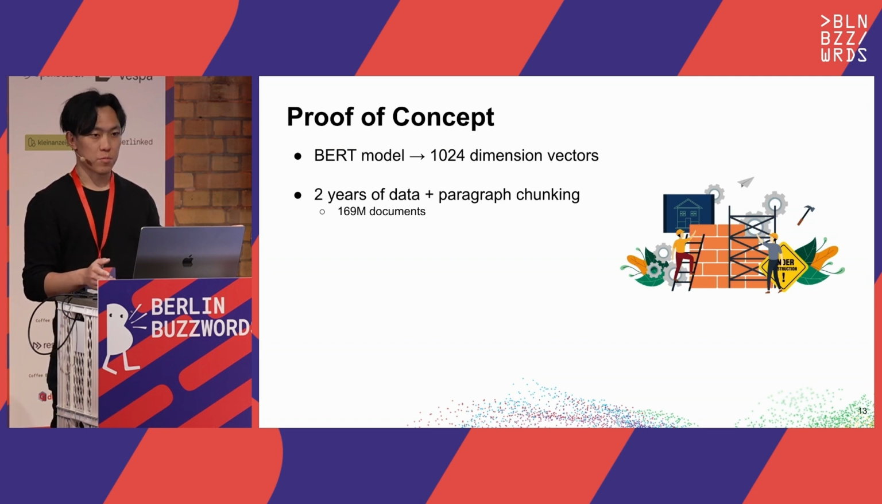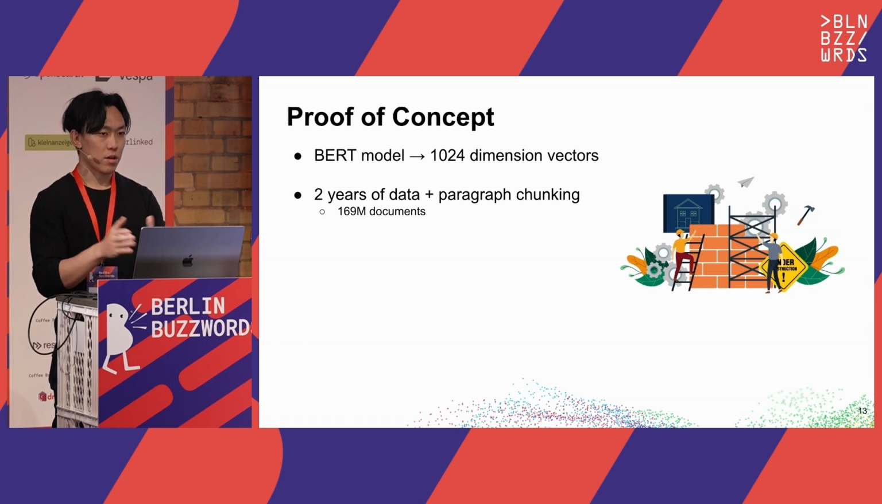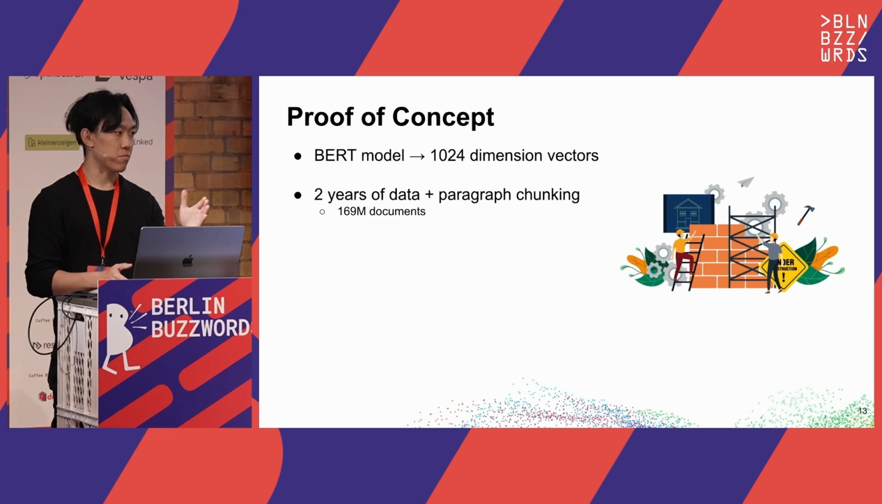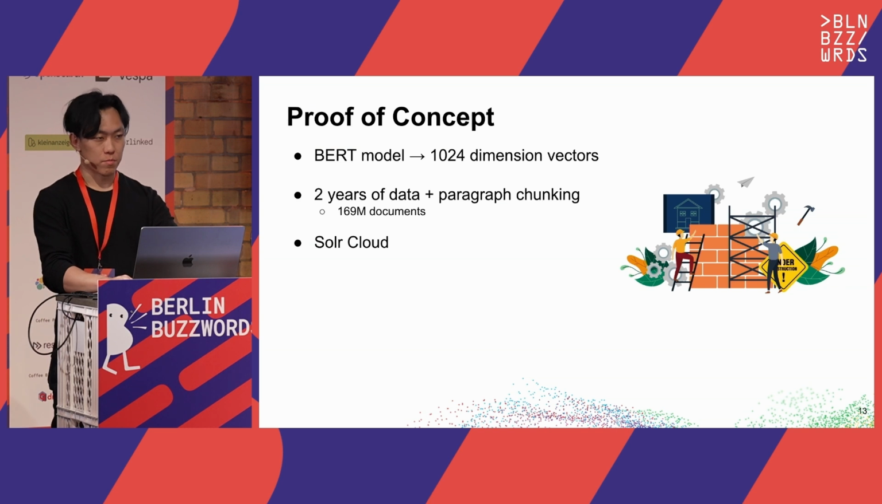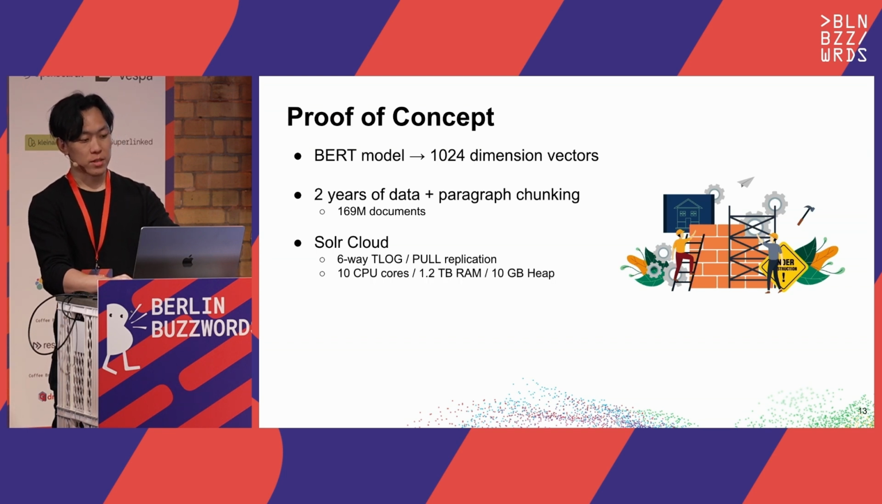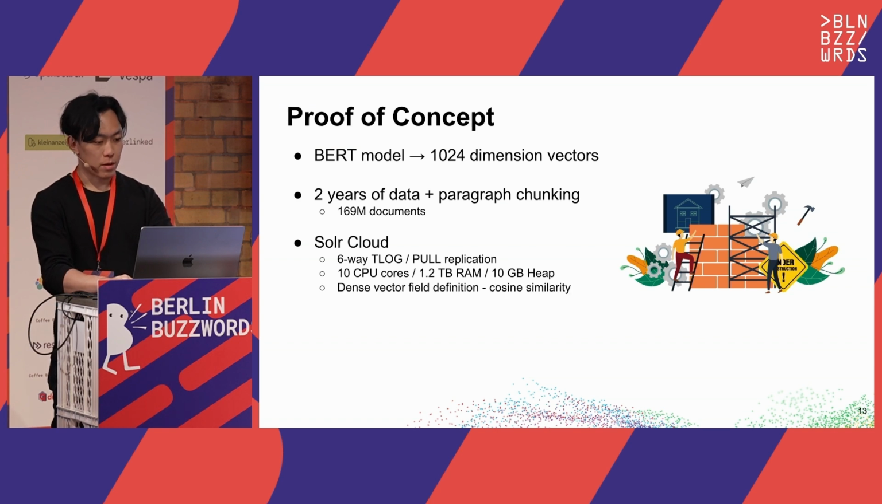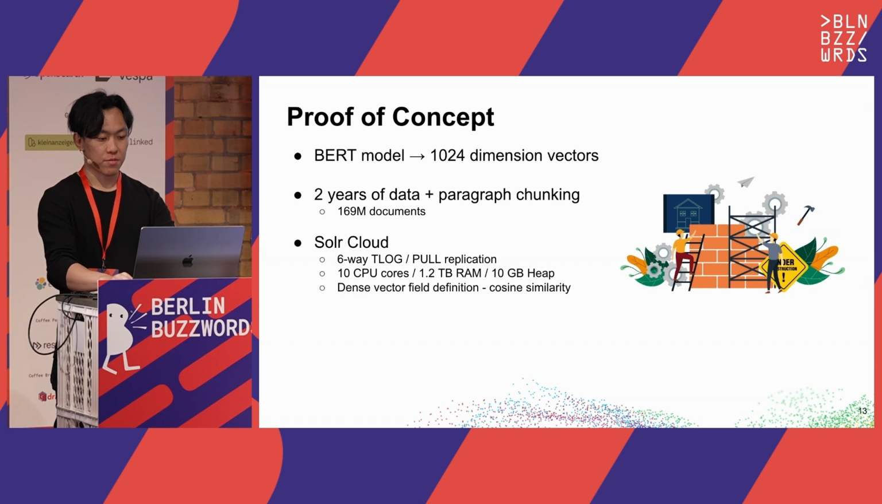This is quite an interesting number because if you go online, there are lots of benchmarks for various vector solutions. However, a lot of them tend to focus on data sets in the range of 1 million to 10 million documents. So this is in a little bit of a different scale. So we provision them with a Solr cloud, and we set them up with some pretty standard setup for us. So it's a 6-way T-log pull replication in cloud mode. We put them on hardware with 10 CPU cores, 1.2 terabytes of RAM, and 10 gigabytes of heap. And then we set up a schema for dense vector field definition using cosine similarity.